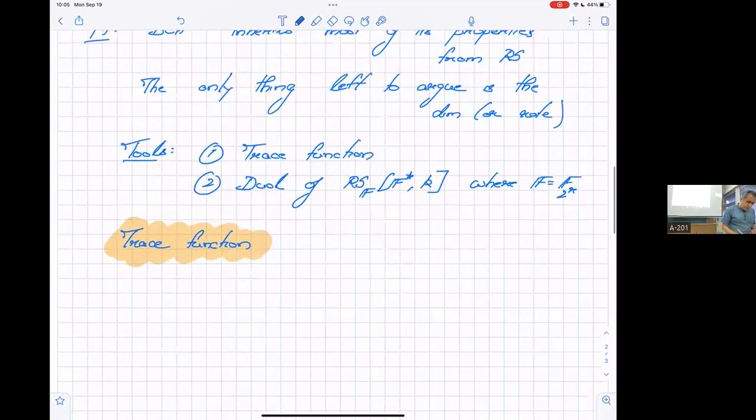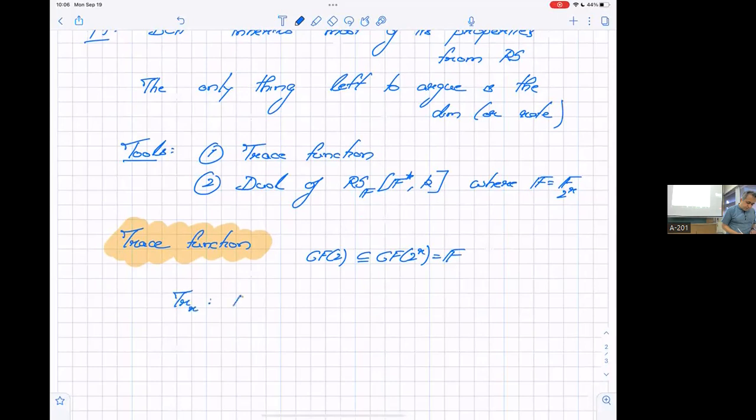The trace function in general can be defined between any two finite extension fields, but here we'll just look at GF2 and GF2 to the R. These are the two fields we are looking at. So there is GF2, and some field GF2 to the R, which is what we've been calling S.